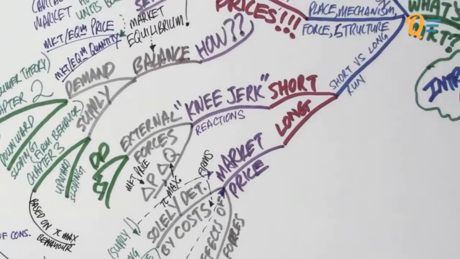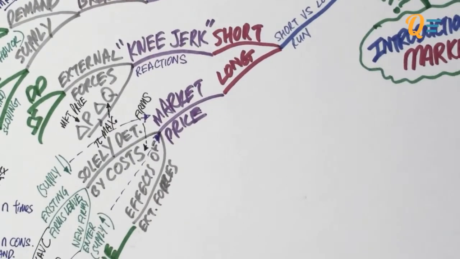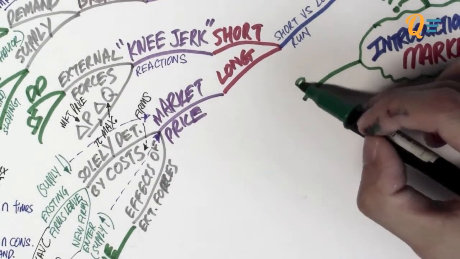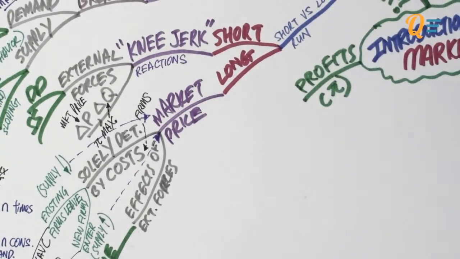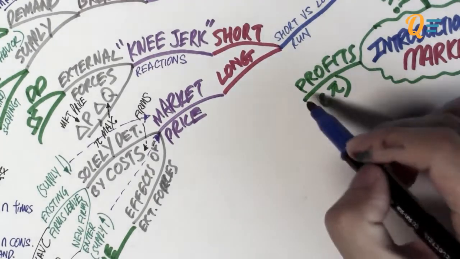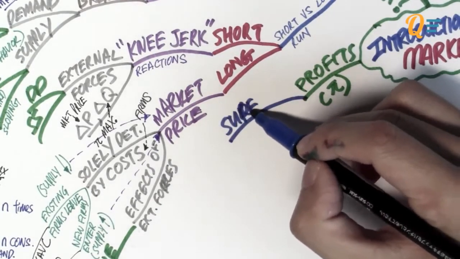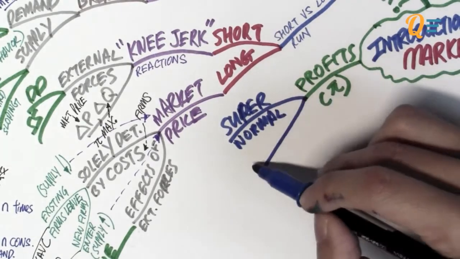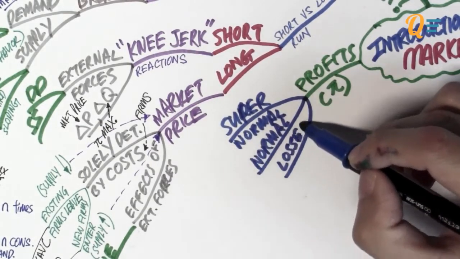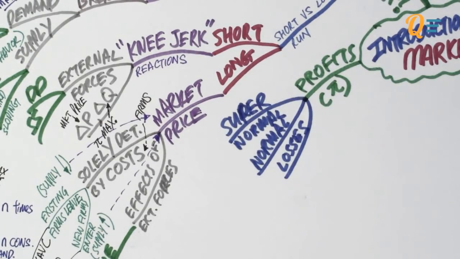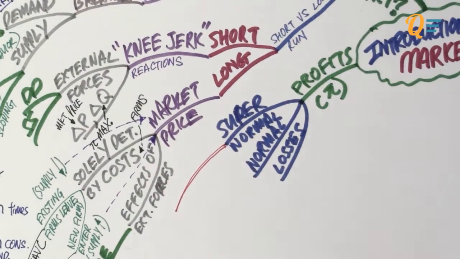Let's talk about the thing that all the firms want to maximize, alright? Let's talk about profits. So while I'm writing down profits, you need to know that all the firms, no matter what market structure they are, are all trying to maximize their profits. And you're going to have three types of profits. You're going to have the supernormal profit, normal profit, as well as losses. So these are the three main types of profits that you will see.